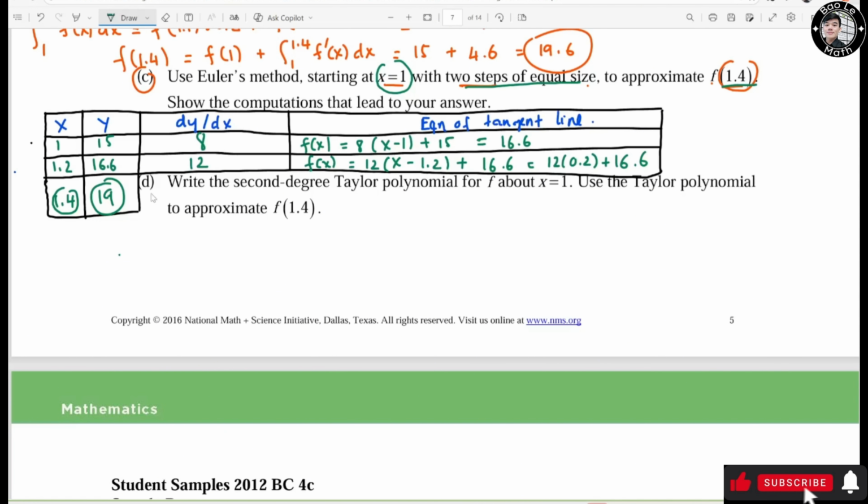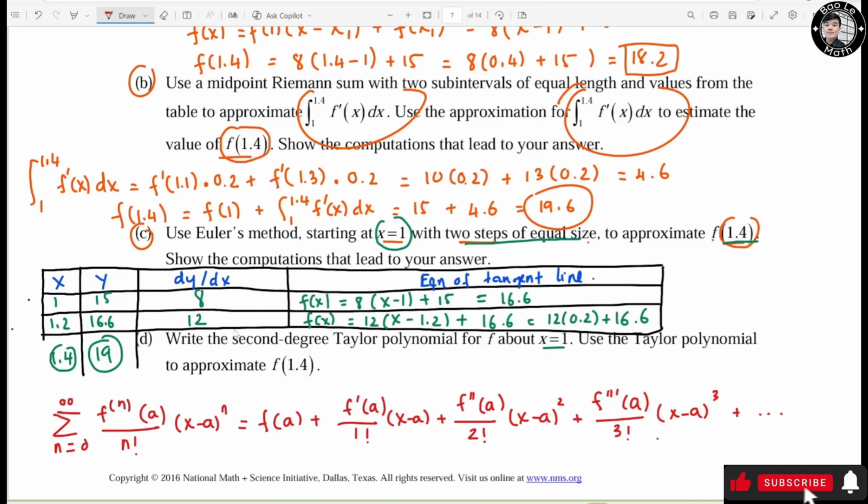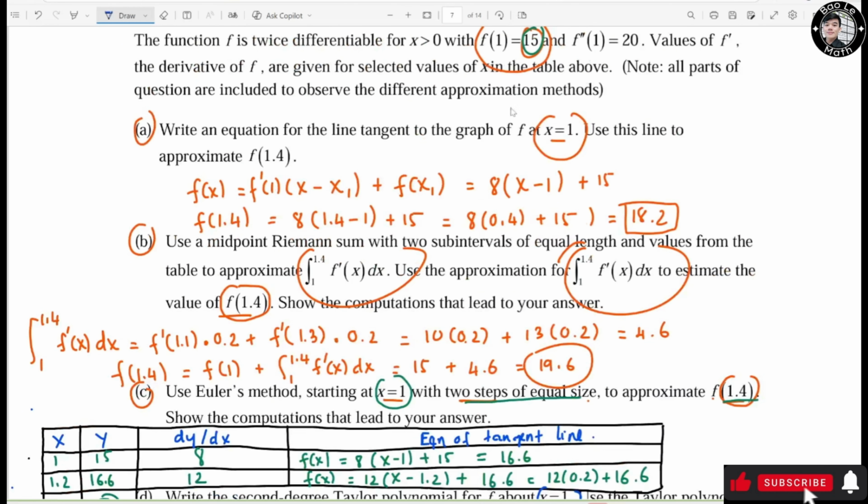Now let's move on to question D. Write the second degree Taylor polynomial for f about s equals 1. Alright, now we know that the Taylor polynomial expansion is given by this formula. Since the question wants you to find the second degree only, we stop right here, right? So we have T2 of s. When s equals 1, we have f of 1, right? But f of 1 equals 15 right here.